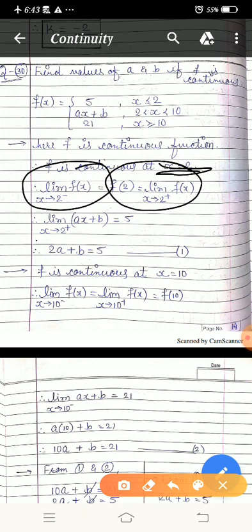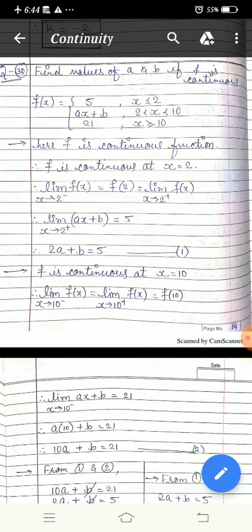So limit x tends to 2 plus f of x. Here for 2 plus, f of x will be ax plus b, and for 2 minus, f of x will be 5. So ax plus b equals 5. By putting that limit of x, here the value of x tends to 2, that means 2 into a plus b equals 5. Call that equation number 1.